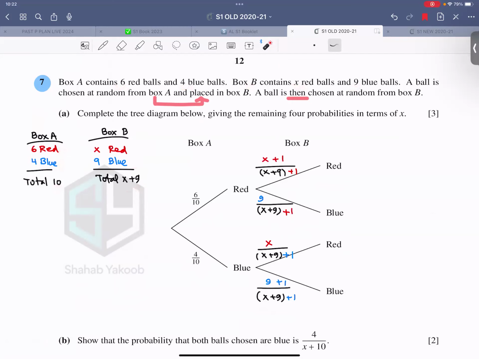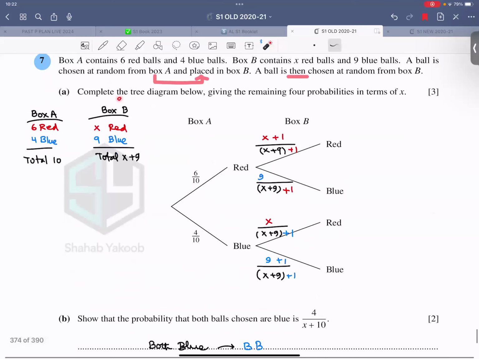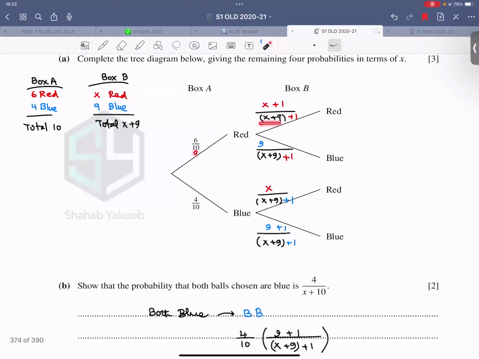A ball is chosen from box A, placed in box B. That means the probability will be out of 10. But over here, it's X plus 9. So since one more will be chosen, this will become X plus 9 plus 1, which is X plus 10. Now it says complete the tree diagram, give the remaining 4 probabilities. So 10 is replaced with X plus 10. That is the first thing.